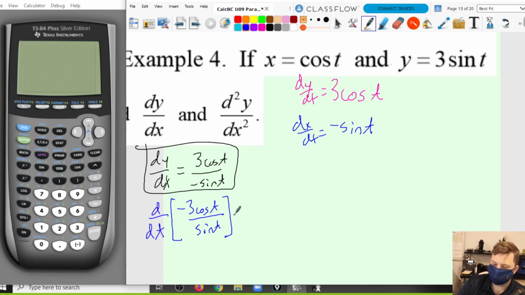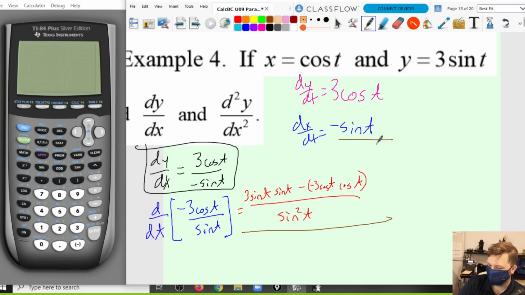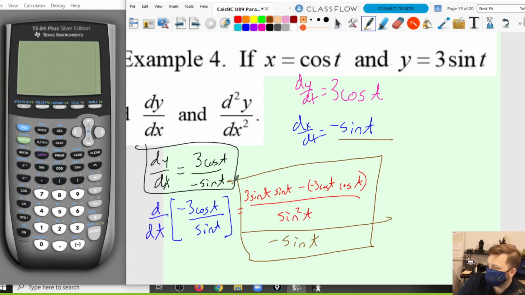So there's a few different ways you can do this. Maybe you just want to do this by quotient rule right here. Let's do it by quotient rule. So by quotient rule, this is negative 3 cosine of t, so f prime will be positive 3 sine of t times the bottom, another sine of t, minus this thing, negative 3 cosine of t, times the derivative of this, cosine of t, all over the bottom squared. That's the derivative of this. And then we have to divide it by another one of these. So my final answer would be this thing, divided by negative sine of t. You can say, oh, that's my answer. If that's all you need to do and you don't need to simplify, you're done.